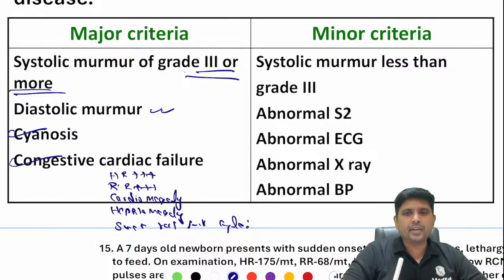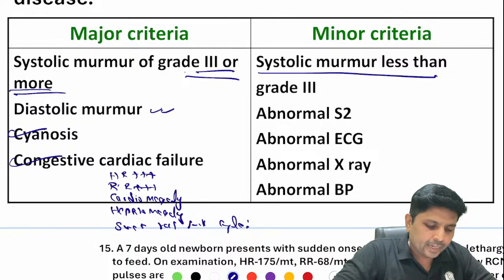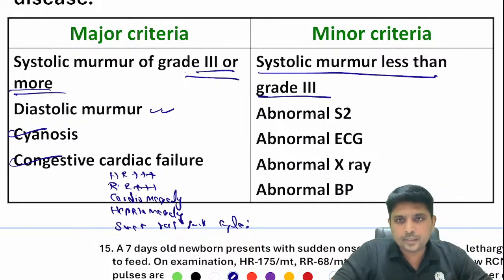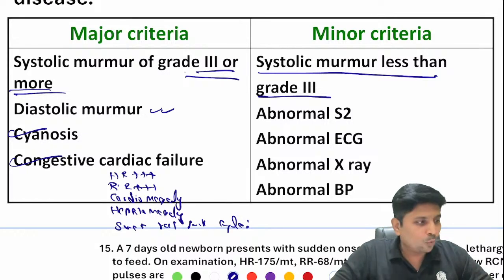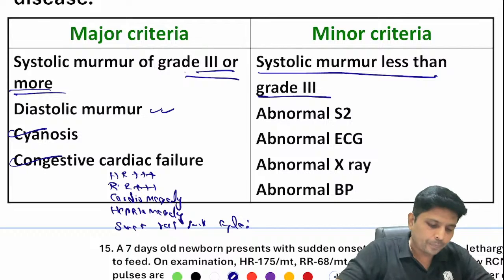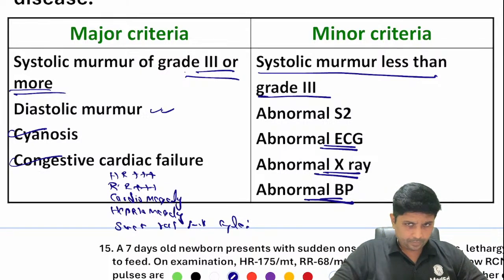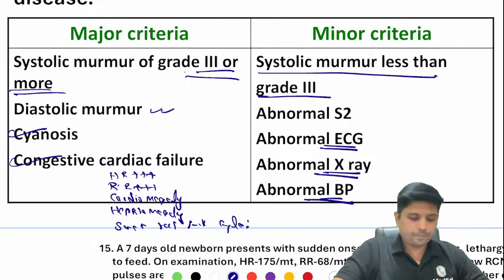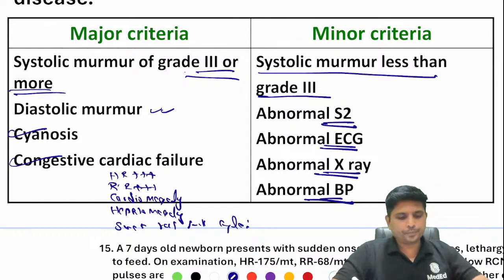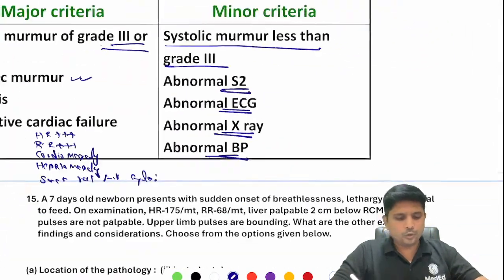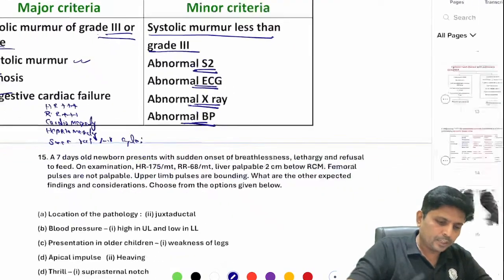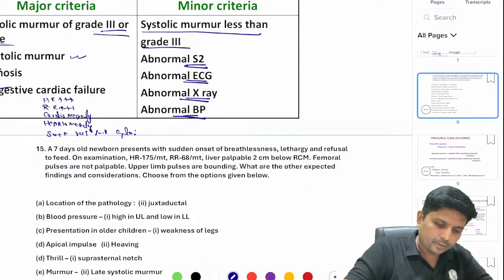What are all the minor criteria? The minor criteria are systolic murmur of grade 1 and 2; grade 3 and 4 come under major criteria, 1 and 2 come under minor criteria. Abnormal ECG, abnormal X-ray, abnormal BP, and then abnormal S2. So let me explain these things in short. Abnormal S1, S2.